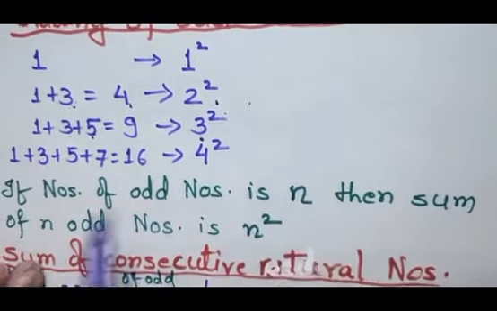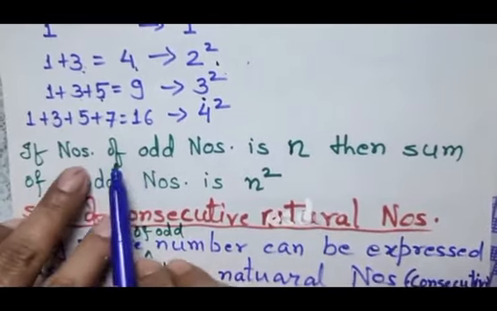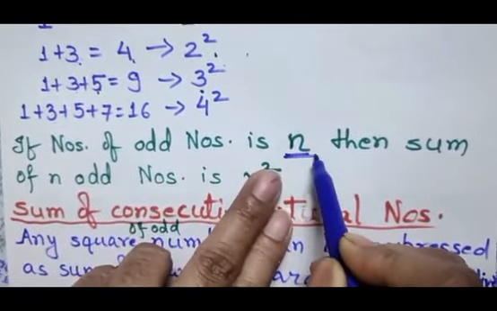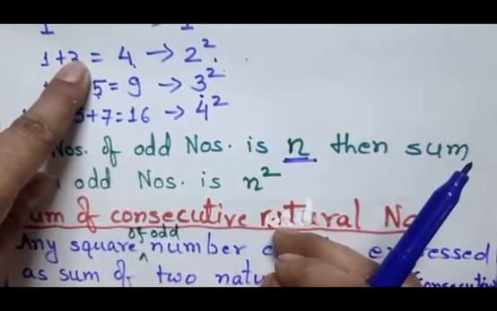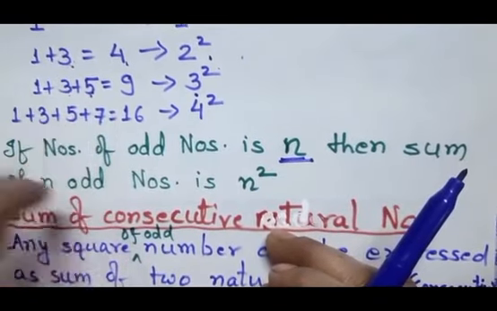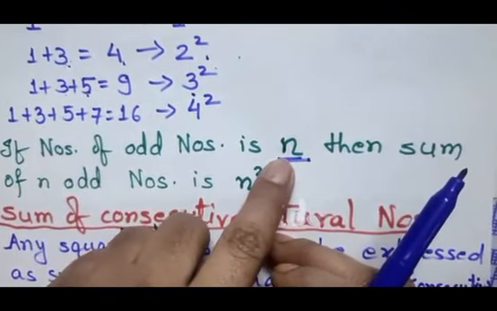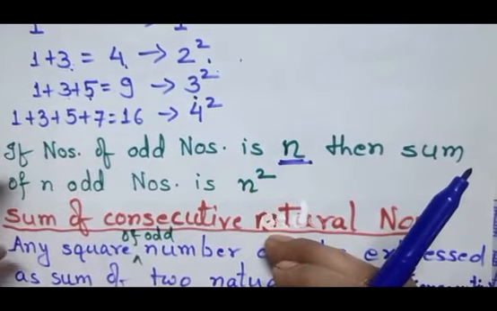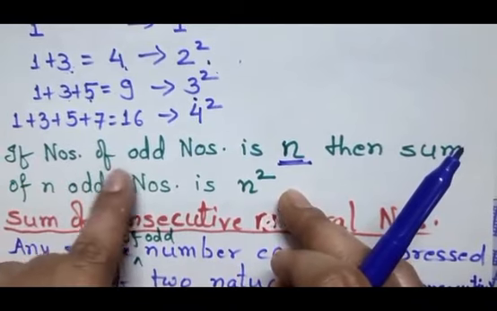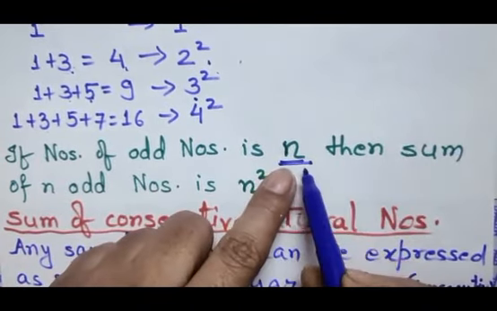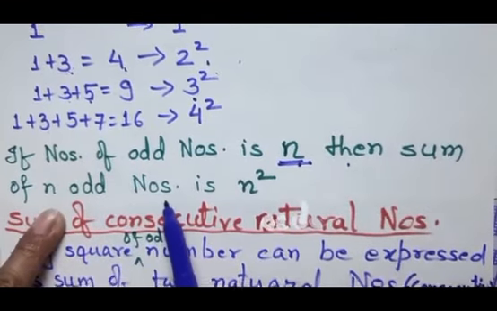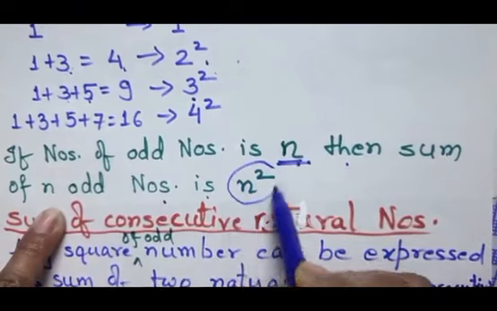From this we conclude, if the number of odd numbers is represented by n, it means just here if we add 1 and 3, there are two odd numbers. If we add 1, 3 and 5, we have 3 odd numbers. So n represents the number of odd numbers we are adding. Then the sum of n odd numbers is n square.